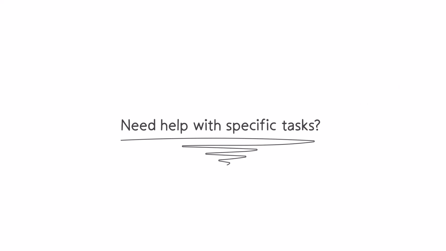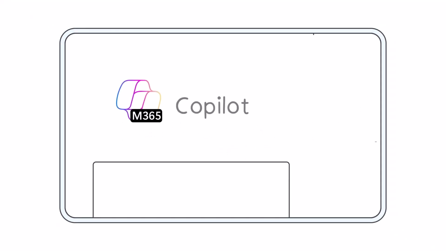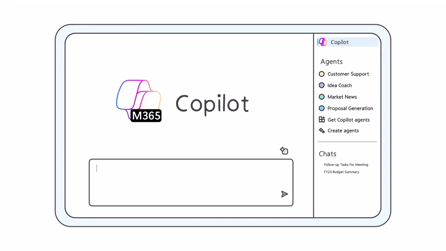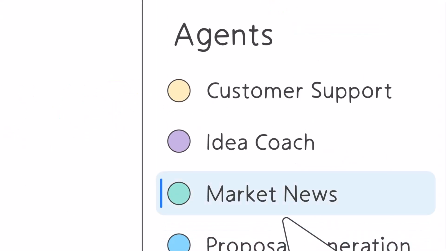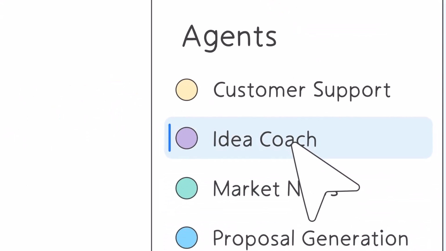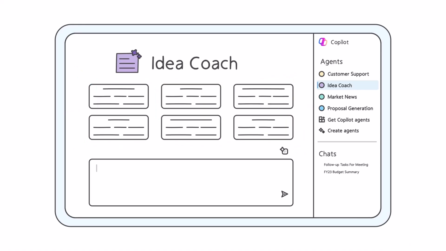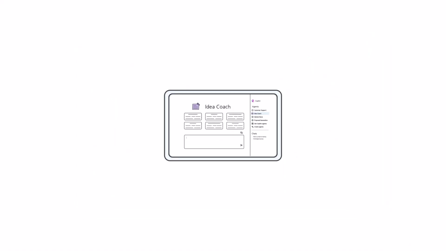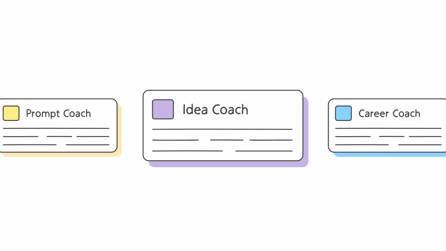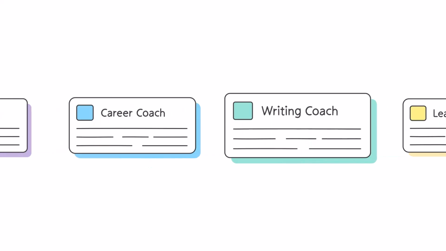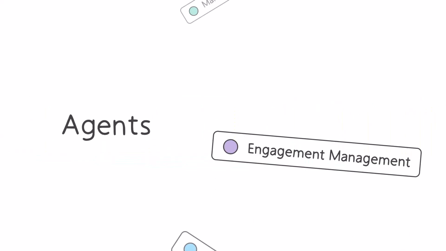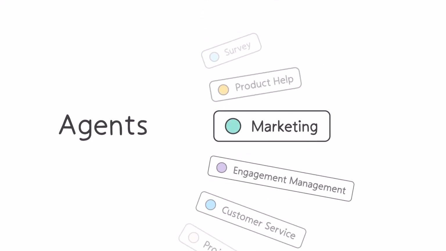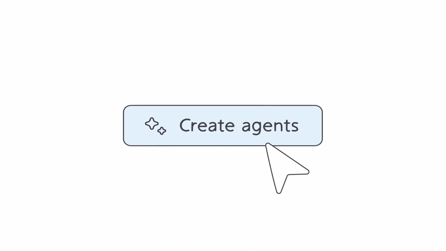Need help with specific tasks? Transform the way you work with agents in Copilot Chat. Bring in an agent that specializes in what you need, from writing prompts to automating processes. Explore agent templates from Microsoft, like the Career Coach or Writing Coach. Use agents built by your organization, or easily create your own.